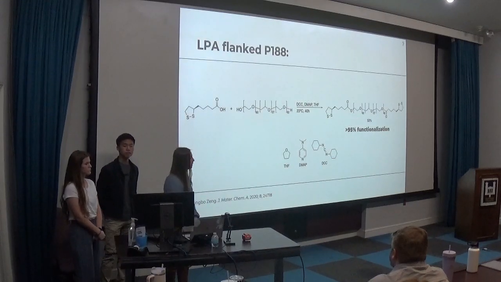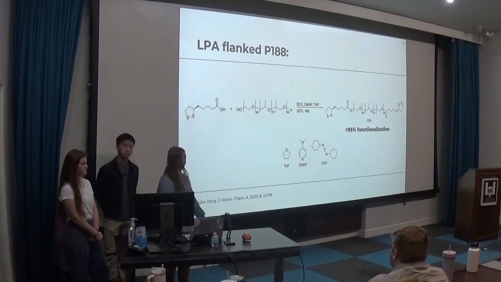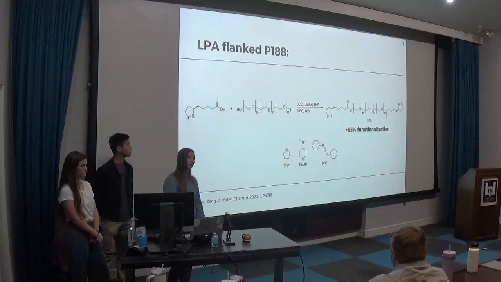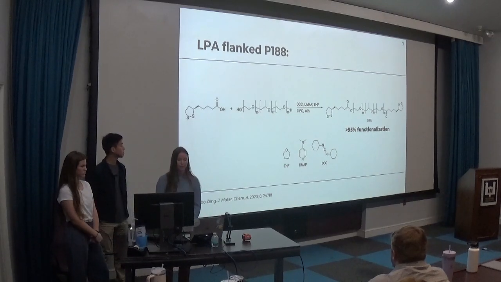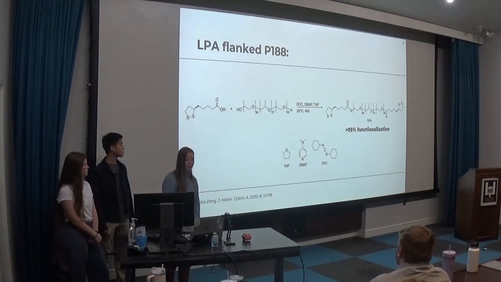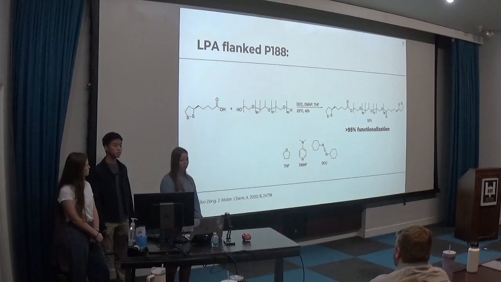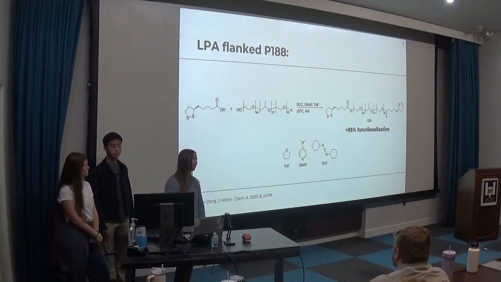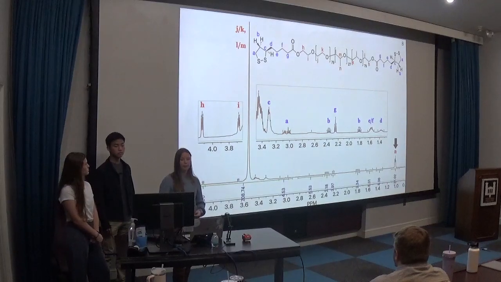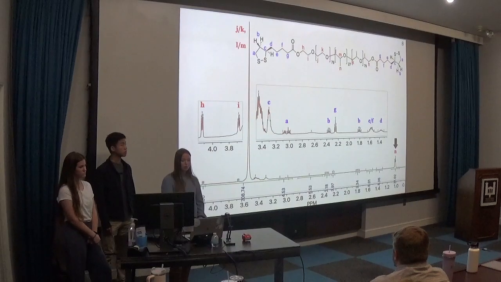Using a modified synthetic procedure from Zhang, I attached lipoic acid, or LPA, to P188 using DMAP as a nucleophilic catalyst, DCC as the coupling reagent, and THF as the solvent. This experiment produced a 53% yield with a greater than 95% functionalization of lipoic acid on the terminus of P188.